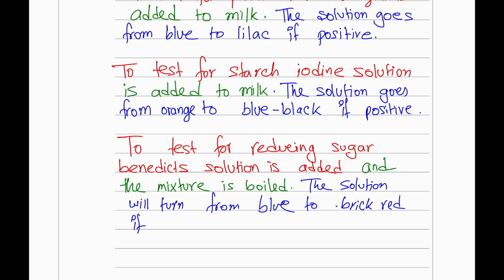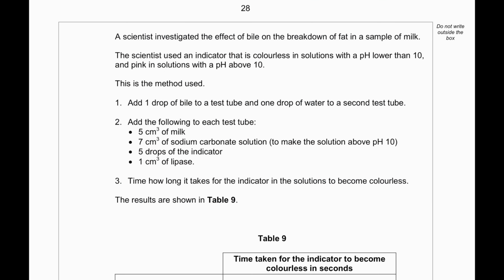A scientist investigated the effect of bile on the breakdown of fat in a sample of milk. The scientist used an indicator that is colorless in solution with a pH lower than 10 and pink in solution with a pH above 10. This is the method the scientist used.